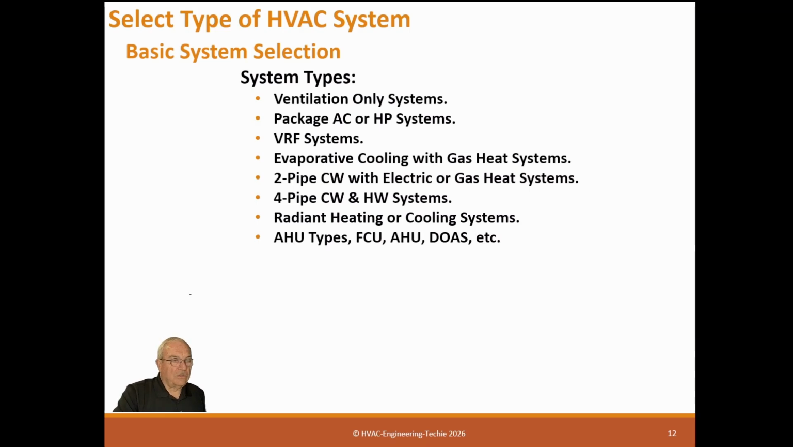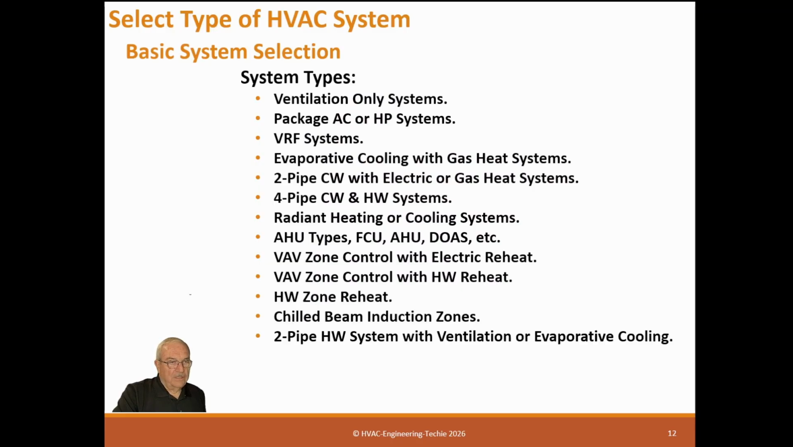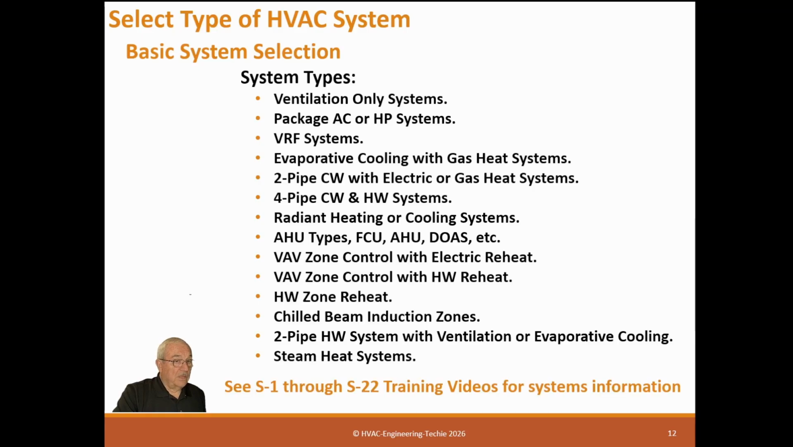Radiant heating or cooling systems. Air handler types, fan coil unit, air handling unit, DOAS, etc. A lot of different types of equipment. VAV zone control with electric heat. VAV zone control with hot water reheat. Hot water zone reheat. Chill beam induction zones. 2-pipe hot water system with ventilation or evaporative cooling. Steam heat systems. So there's a lot of different types of systems.